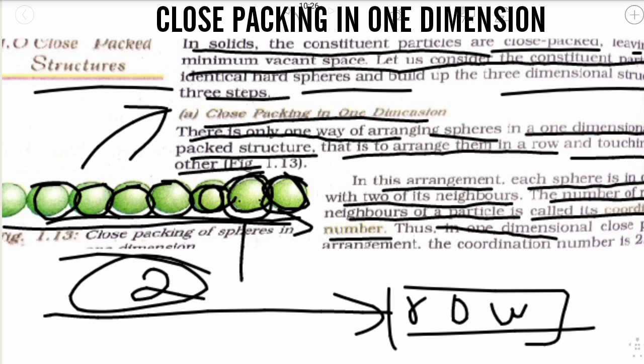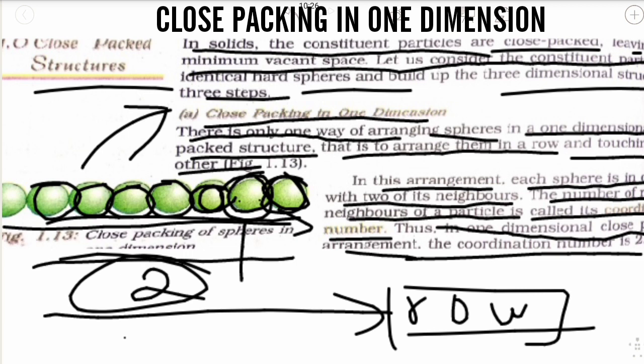Thus, in a 1-dimensional close packed arrangement, the coordination number is 2. What is coordination number? The number of nearest neighbors of a particle is called the coordination number. This is the diagram of close packing of spheres in 1 dimension.